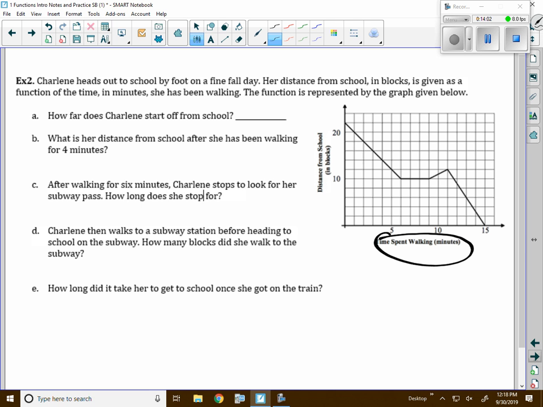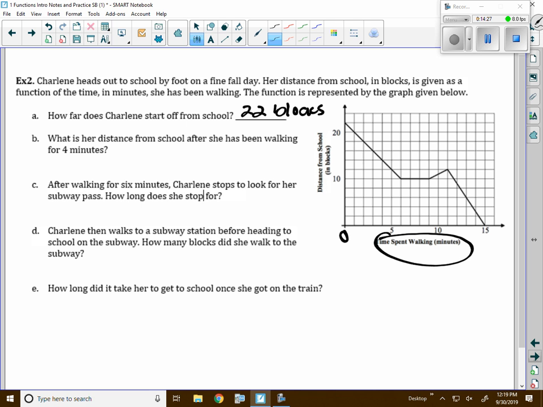Okay, how far does Charlene start off from school? So think about 0 minutes. That's 22. 22 what? Blocks. Okay, so your y value is measured in blocks. What is her distance from school after she has been walking for 4 minutes?